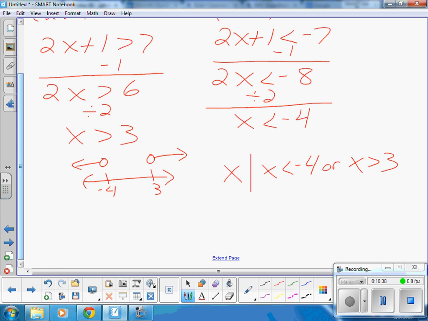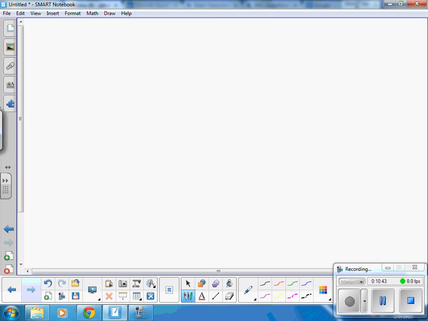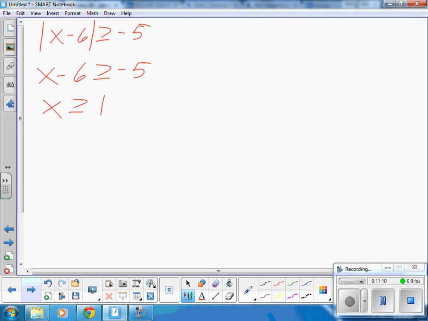Yes. All right, let's do one more problem. Will we have time? I think I can get it done in one problem in a couple minutes. All right, so last one, your turn. Absolute value, x minus 6 is greater than or equal to a negative 5. So we have case 1, x minus 6 is greater than or equal to a negative 5. Add 6 to both sides, x is greater than or equal to 1. That's case 1.